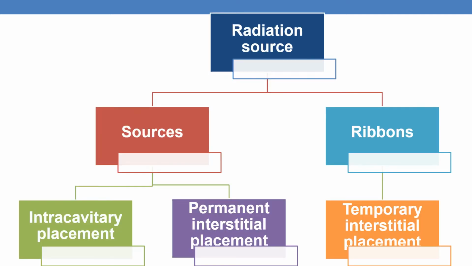Now coming to the terminology of radiation source. In case of brachytherapy, the radiation source is either called source or ribbon. The source can be intracavitary placement or of permanent interstitial placement, whereas ribbons are mainly used for temporary interstitial placement.